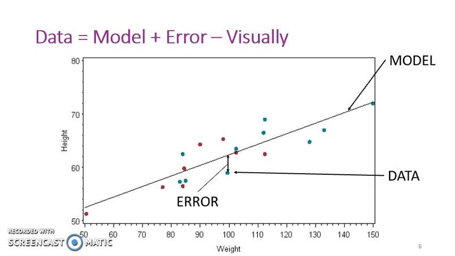So here I've drawn a line that indicates the space between the model line that I've drawn and the sample data point that I've highlighted. That's the error, that distance between the line and the data point.